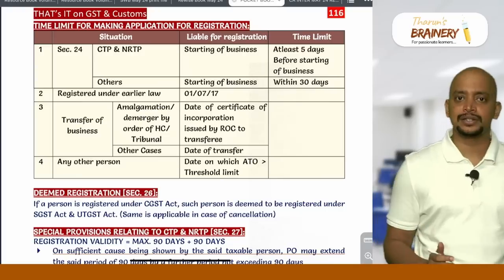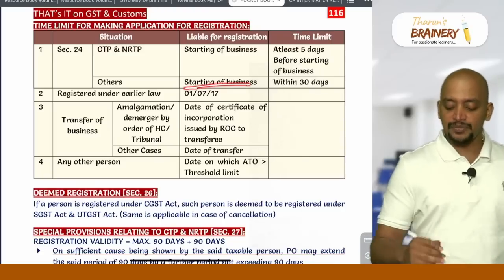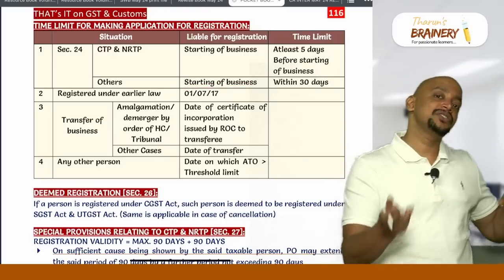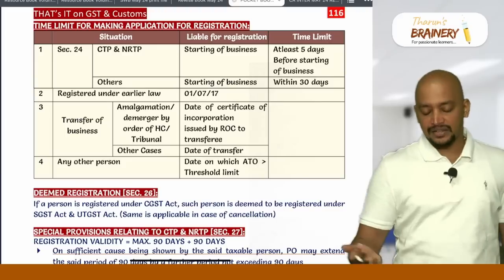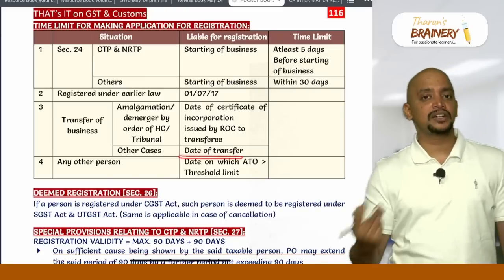When are they liable to get registered? If they are covered under 24 compulsory registration, as and when they commence the business, from there within 30 days. Suppose if they are already registered under the earlier law, so within 30 days from 1/7/2017. Whenever there is a transfer of business, within 30 days from the date of transfer.